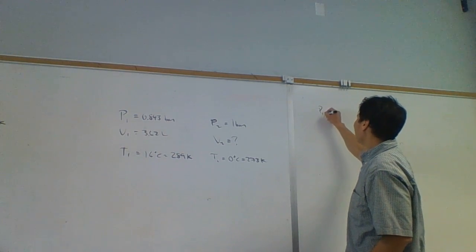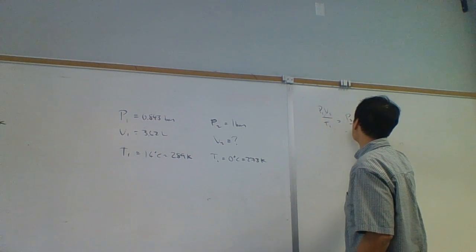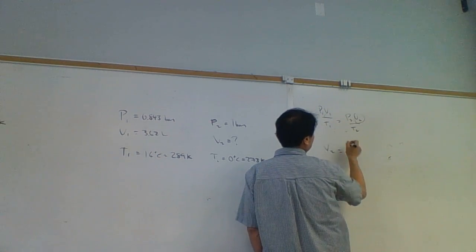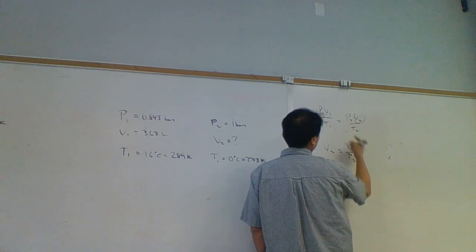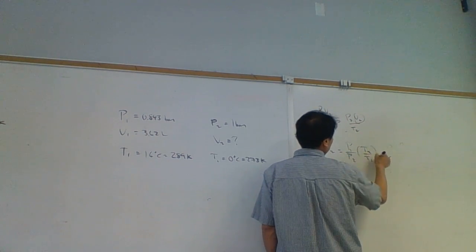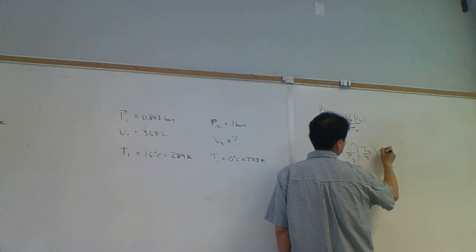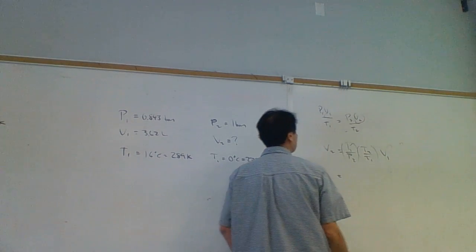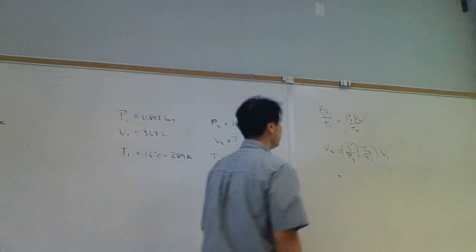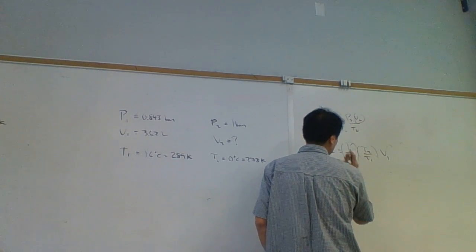So we'll take our combined gas law, P1 V1 over T1 is equal to P2 V2 over T2, and solve for V2. V2 is equal to P1 over P2, and then we're going to get T2 over T1. This is a pressure fraction, temperature fraction, times the original volume, V1. So what happens to the pressure fraction? We go from P1 to P2, the pressure went up. P1 is 0.843 over 1.